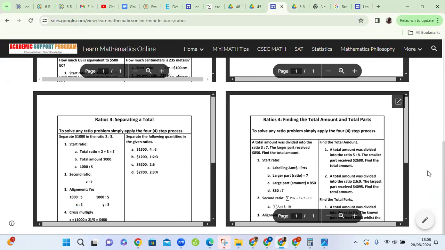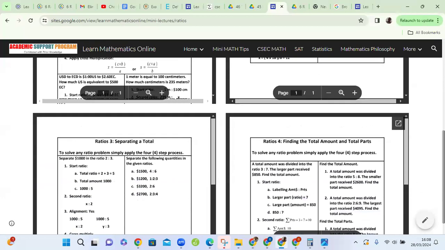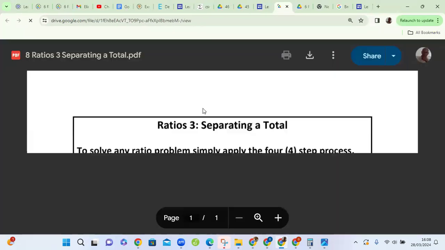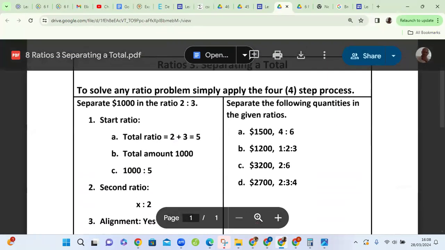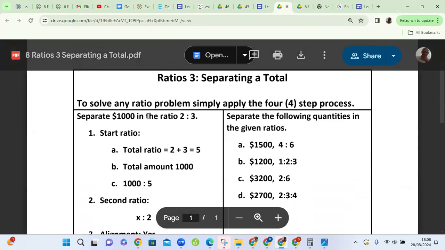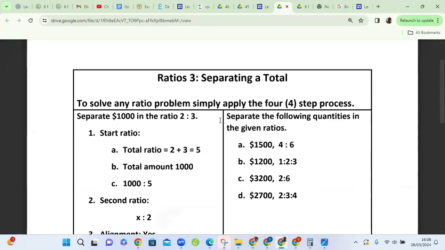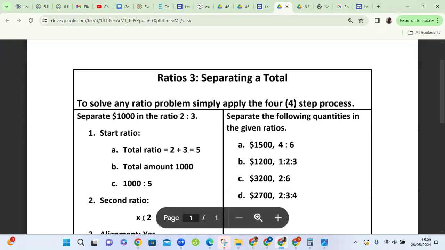Here now, we are on the topic of separating a quantity into a given ratio. Okay, so here are the steps. To solve any ratio problem, simply apply 4 steps, but separating a quantity into a given ratio, there is an extra step that has to be taken into consideration. We need a starting ratio. So therefore now we need to find, if we have the total amount, we need to get the total ratio. And then we can make the label ratio the complete ratio and cross multiply and divide.